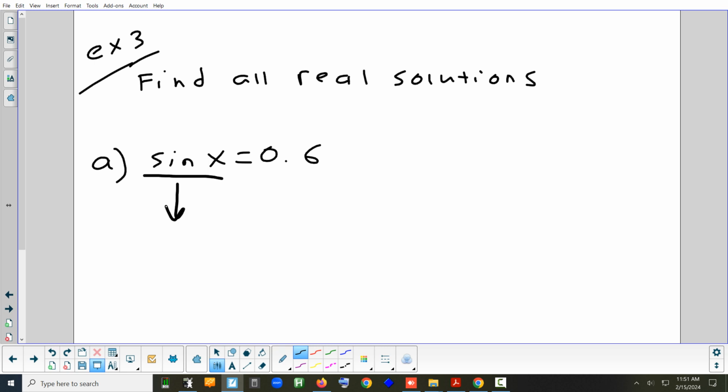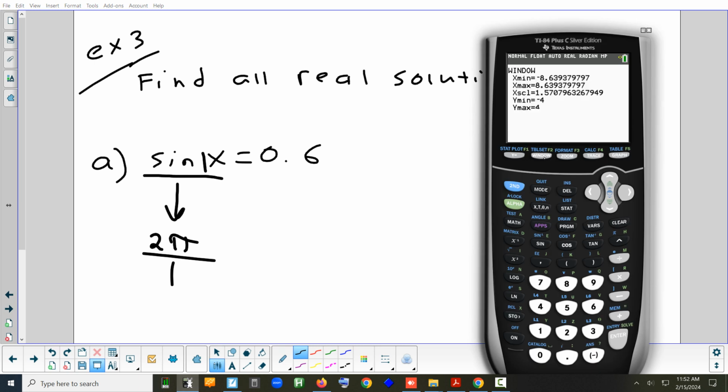That's sine to an odd power. What's the formula that we use when you have sine to an odd? 2 pi over b. B is the number that's in front of the x. In this case, it's just a 1. So what's the cycle length? 2 pi. So you need to set a window on your calculator that's exactly 2 pi wide. What could you use for a min and a max? 0, 2 pi. Yeah, you can use any two numbers that give you a difference of 2 pi. I would just stick with 0 to whatever you need.